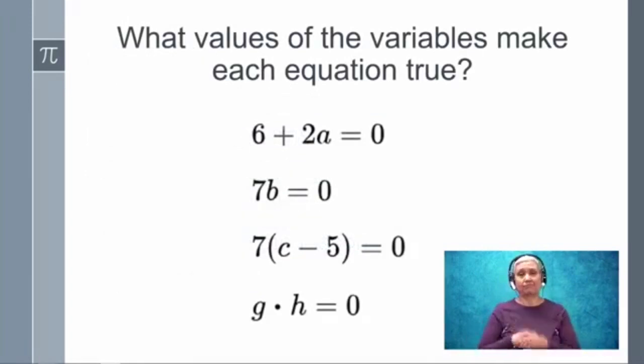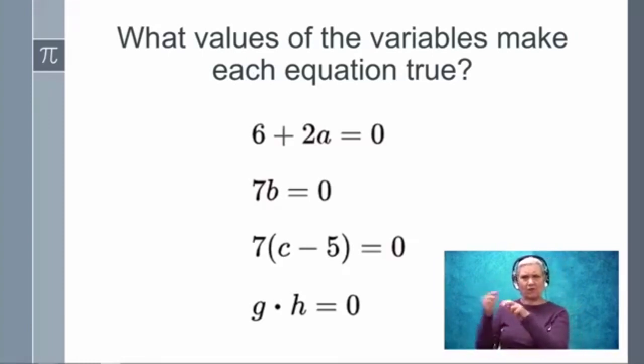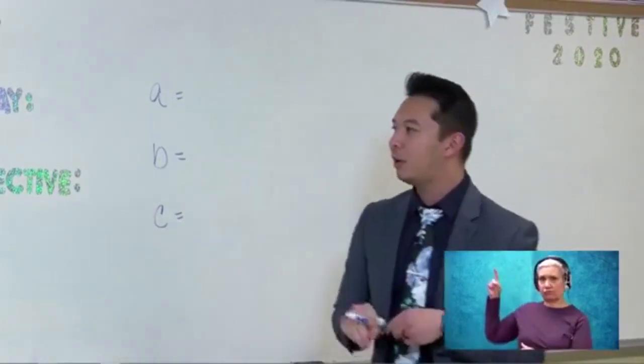So what I want you to do is to take a look at these four equations and think about what value each variable needs to be in order to make these equations true. So I'm going to give you about 10-15 seconds just to kind of look through these four equations and think about what values will make each of these equations true. Okay, so as we take a look at the first equation, we've got 6 plus 2a is equal to 0.